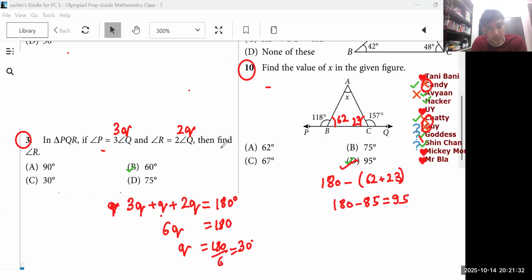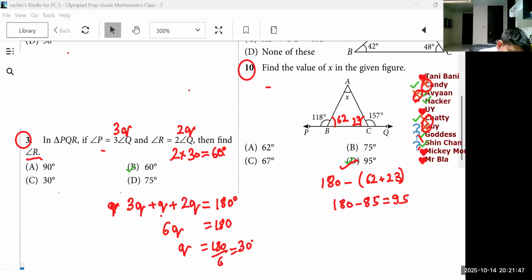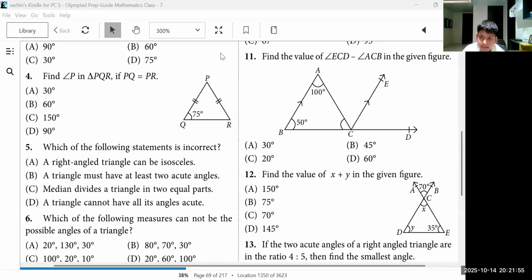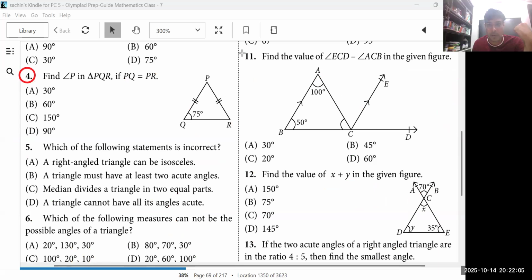So then we have to find r. R is 2q. So 2 into 30, that is equal to 60 degrees. So do we understand, cow, goddess, Shinchan, and Avyan? Yes, sir. Do the fourth question and the 11th question.